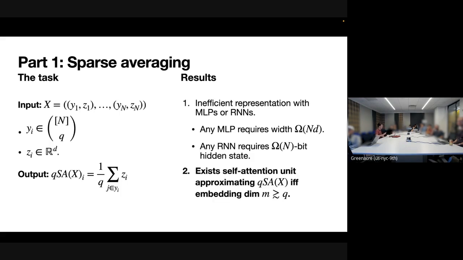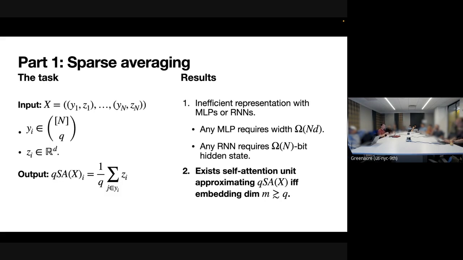So then what we have is that if you're looking at transformers, this q parameter is significant for the minimum we need in order to represent this. Critically, if the embedding dimension m is more or less larger than q, then there exists a construction that does it. And if it's a little smaller than q, then we can prove using a communication bound that there is no construction that does it with a single unit.